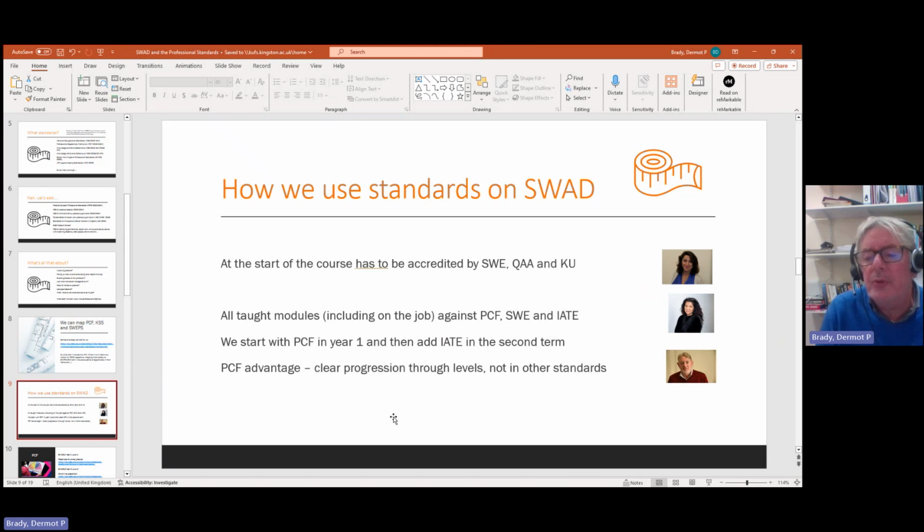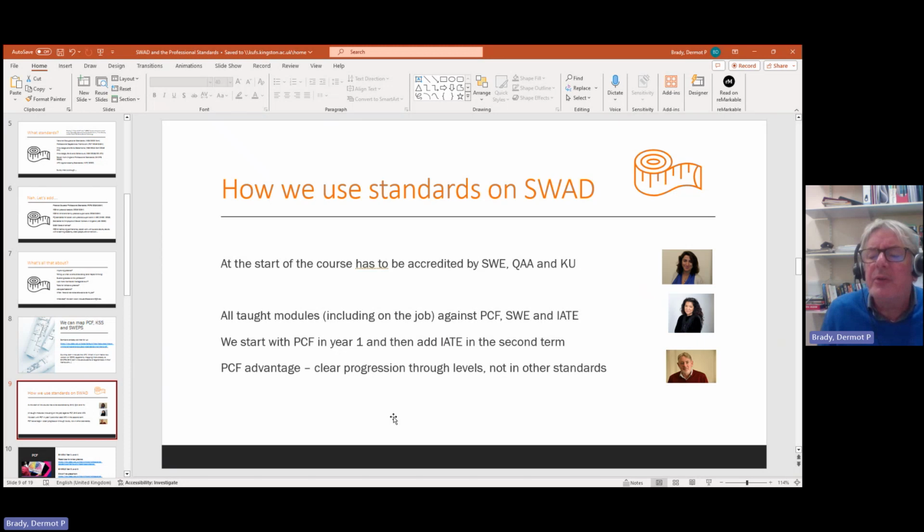All taught modules, if you looked at what we call a module descriptor, which gives you the main headlines of what any given module contains, they're all mapped against PCF, Social Work England standards, and the IATE. So we have to do that. We update them periodically. Really, I'm just trying to make the point that apprentices, specifically through the use of what are called learning logs, where they have to write what they have learned, are mapping standards not just on the job, but off the job in taught modules in the university also.